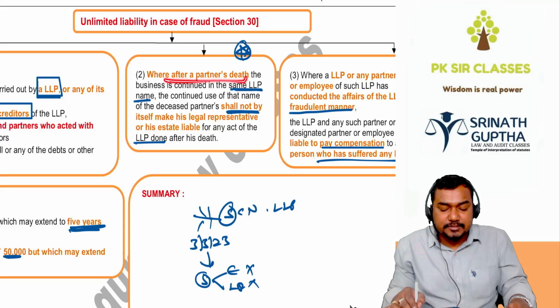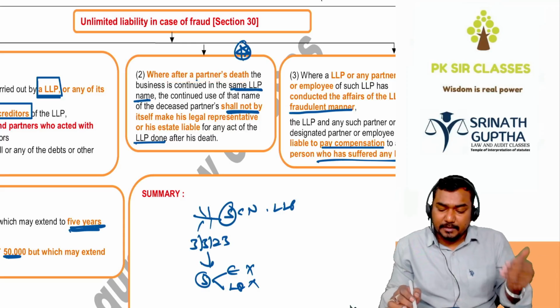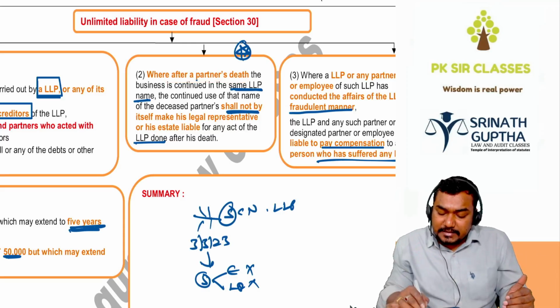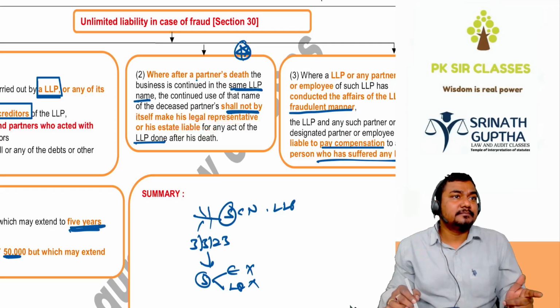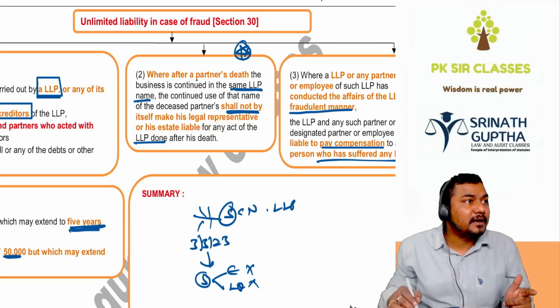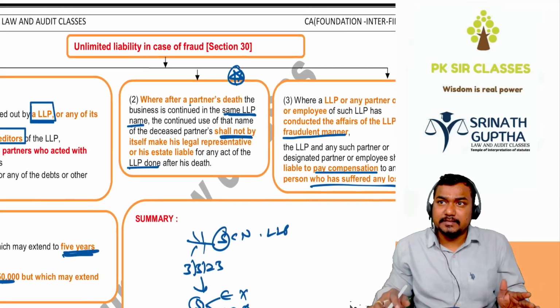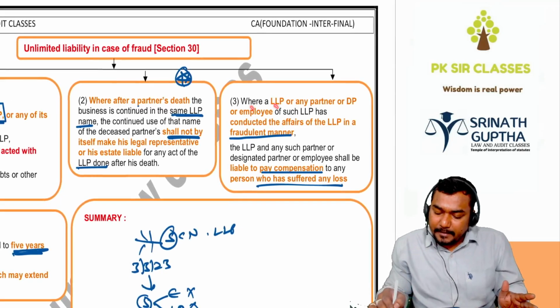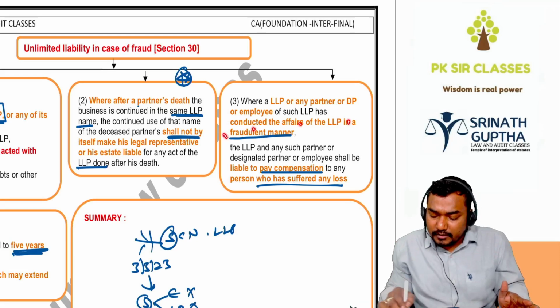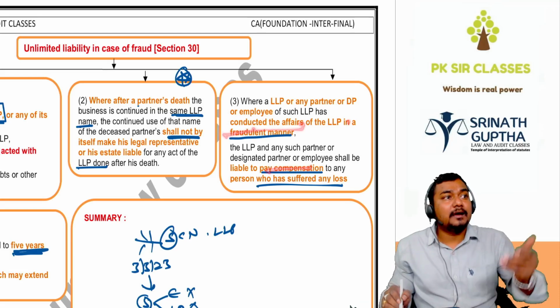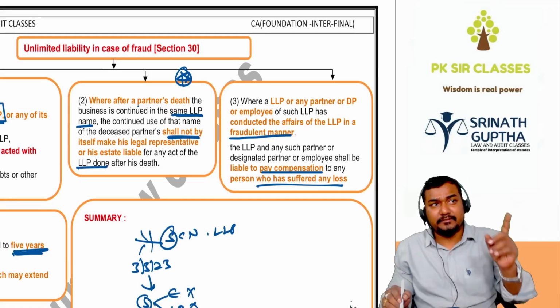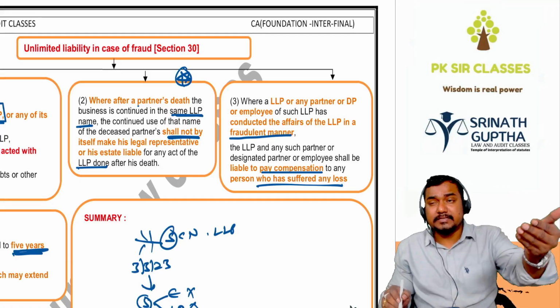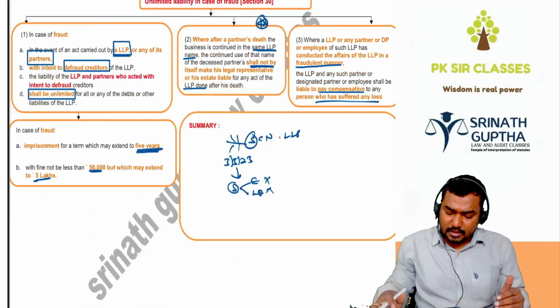If a partner is deceased, after the death of the partner, even his legal dependent will not be liable for the activities of the LLP. After death, the deceased partner's legal dependent will not be liable for the activities of the LLP. Where the LLP or any partner or DP or employee of the LLP has conducted the affairs of the LLP in a fraudulent manner, you have to compensate the loser because of the fraudulent activity of the LLP or the partner. If anybody is getting a loss, you have to compensate his loss.